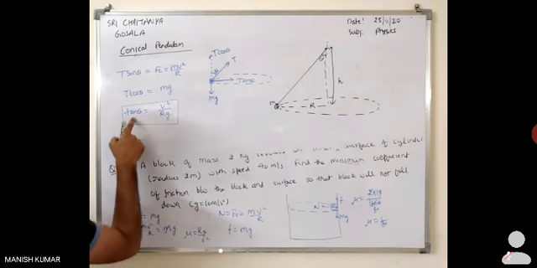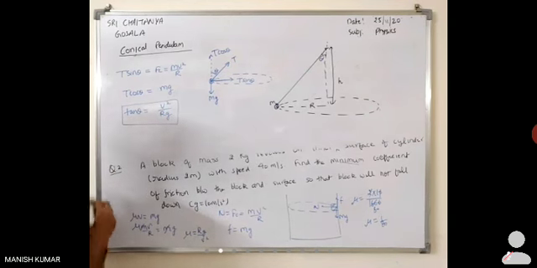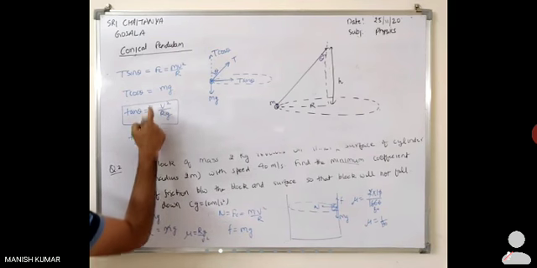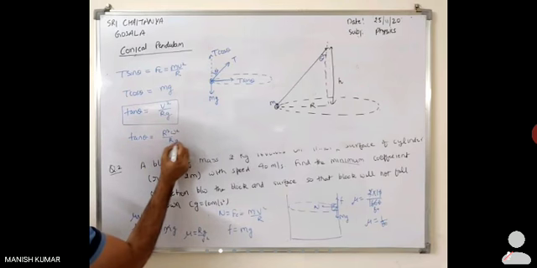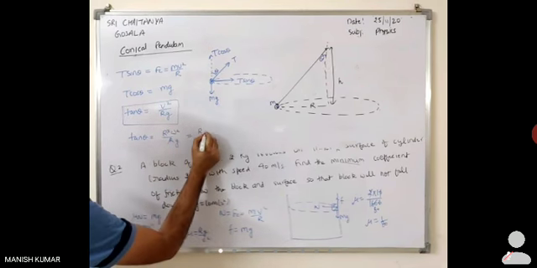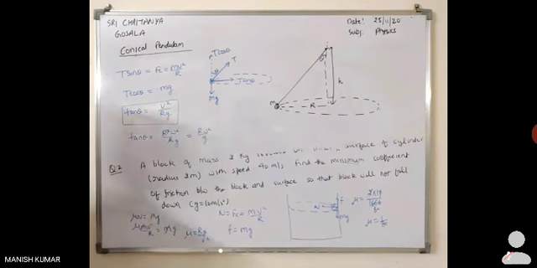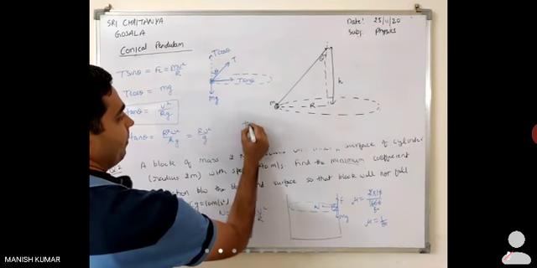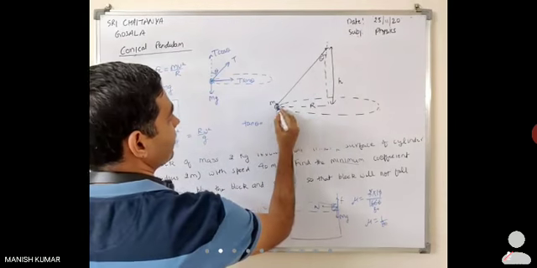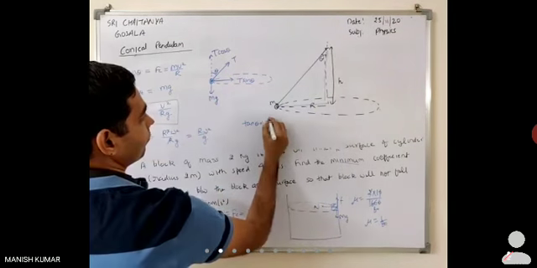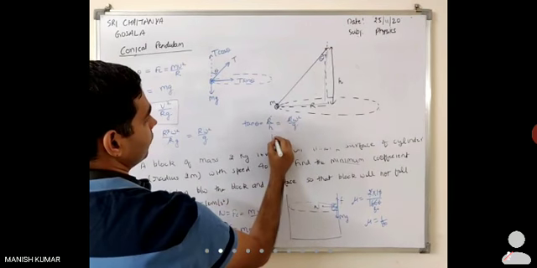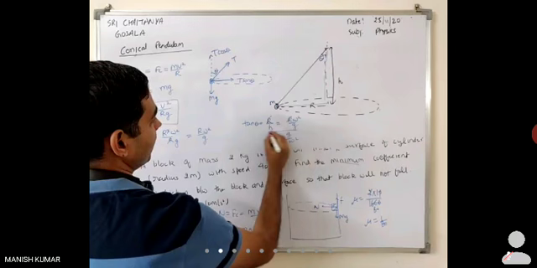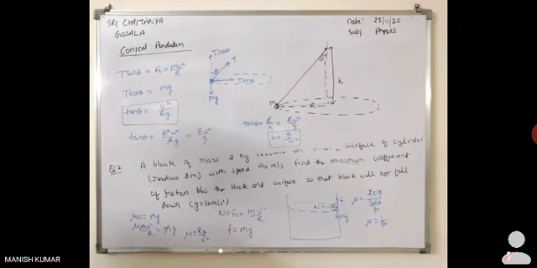If I use the formula of tan theta, first let me remove this v. v is nothing but r omega. We can write tan theta as r omega square upon g also. Tan theta is nothing but perpendicular upon base. So this is tan theta, perpendicular upon base. And so r is nothing but g upon omega square. Write down.